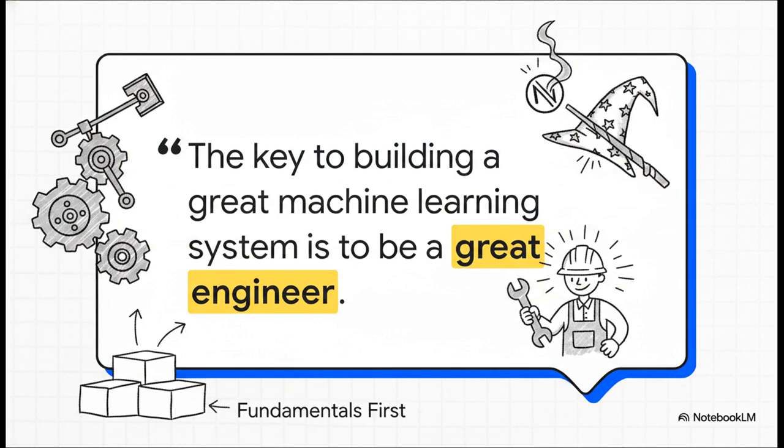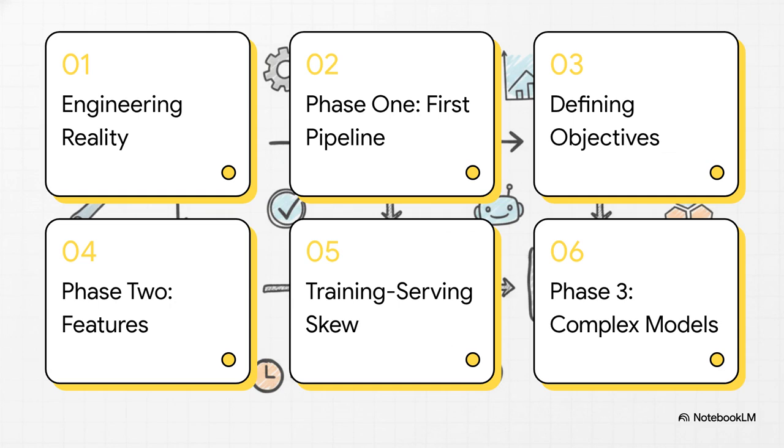And we're going to start with this quote from Zinkovich. The key to building a great machine learning system is to be a great engineer. Boom. That right there shatters the illusion of machine learning as some sort of magic wand that just automatically fixes all your business problems. Our core thesis today is that before you can be an ML wizard, your engineering fundamentals absolutely must come first.